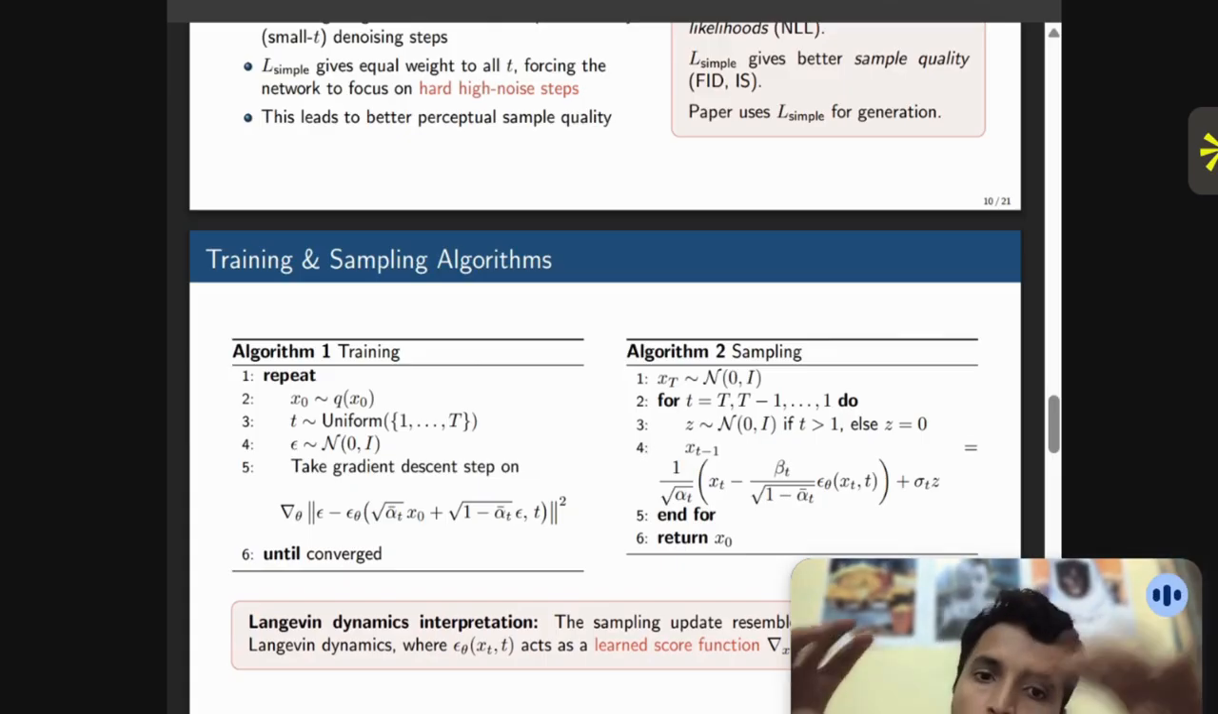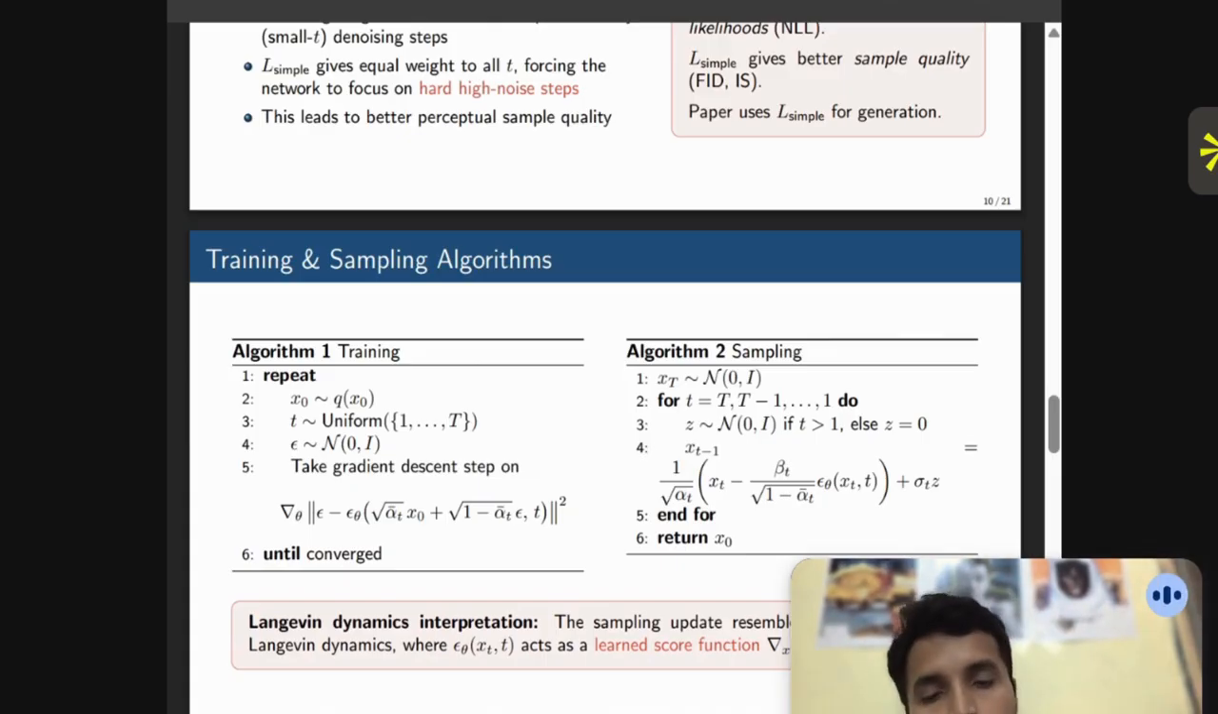We then train our network, e theta, to predict that specific noise that we have randomly added. And then we use the MSE loss function in order to optimize over the loss that we are getting in terms of the noise that we are predicting. That is how we go about the entire training step of it.